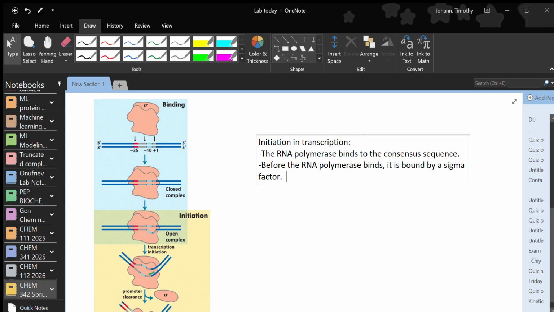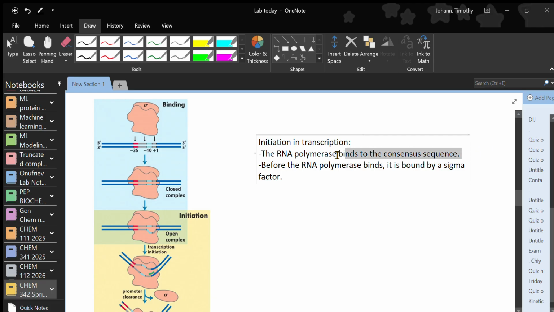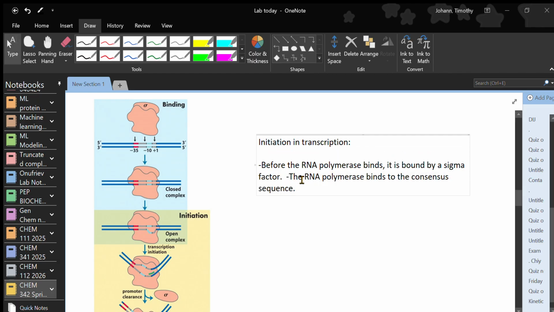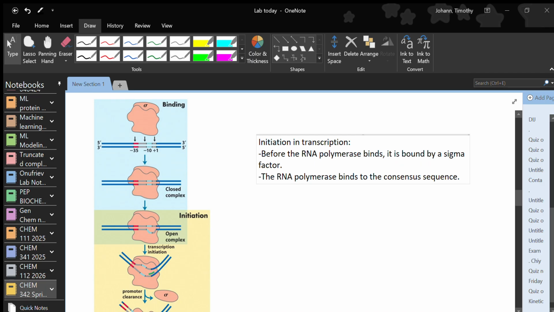I'm not going to worry so much about the order here, we could put those in a better order, let's just do that, it may be less confusing. But I do care that you know what this sigma factor does. So it's bound by a sigma factor. That sigma factor is going to cause a shape change in the RNA polymerase. Notice that the sigma factor isn't binding with the sequence. It's going to cause a shape change in this and direct it to a family of promoters.